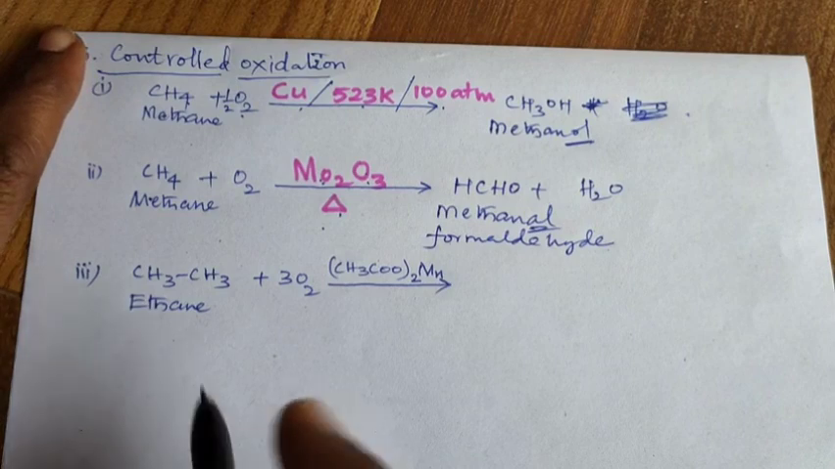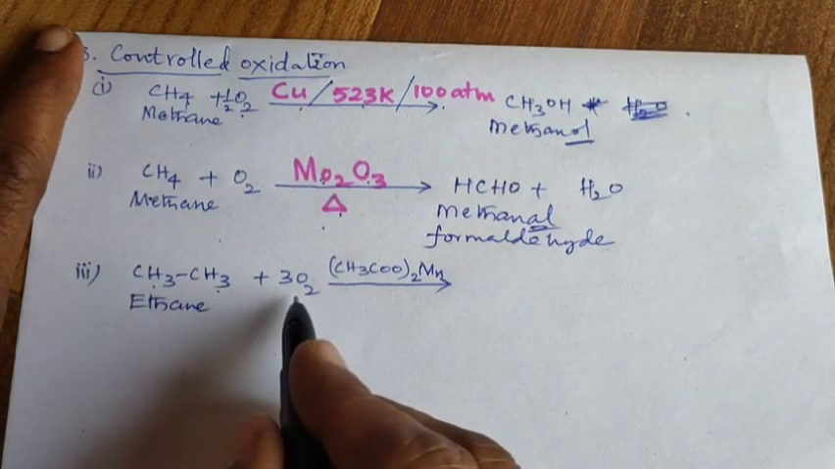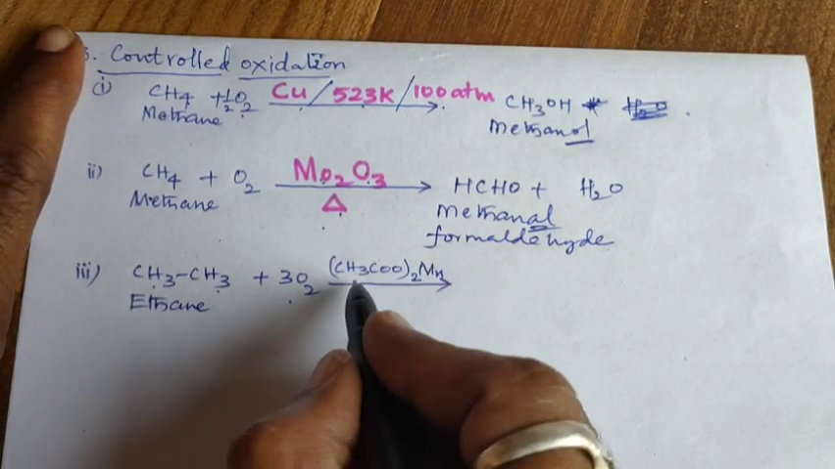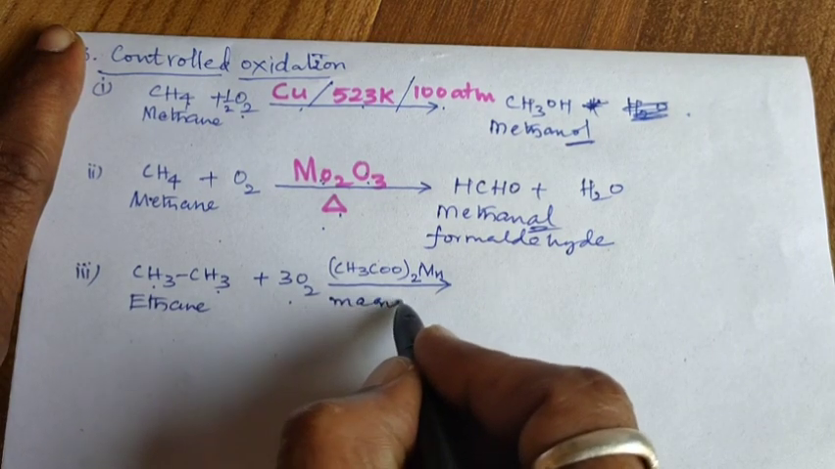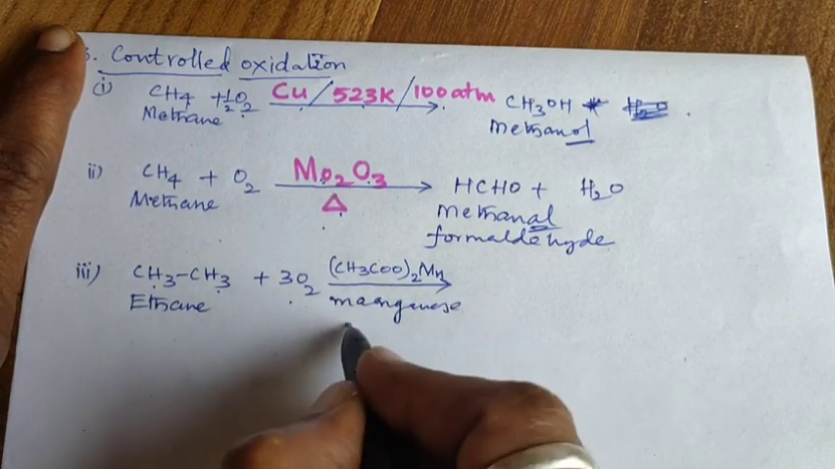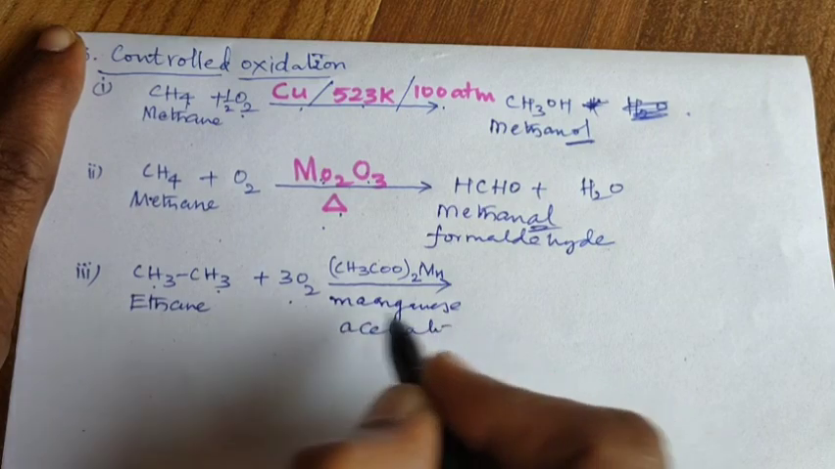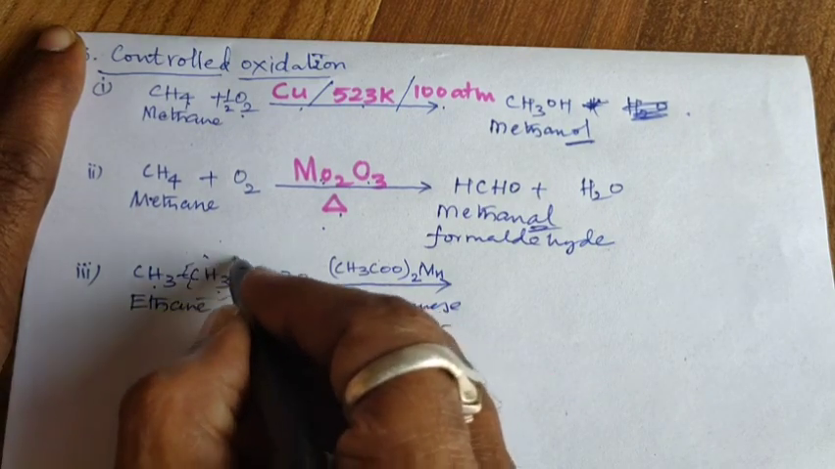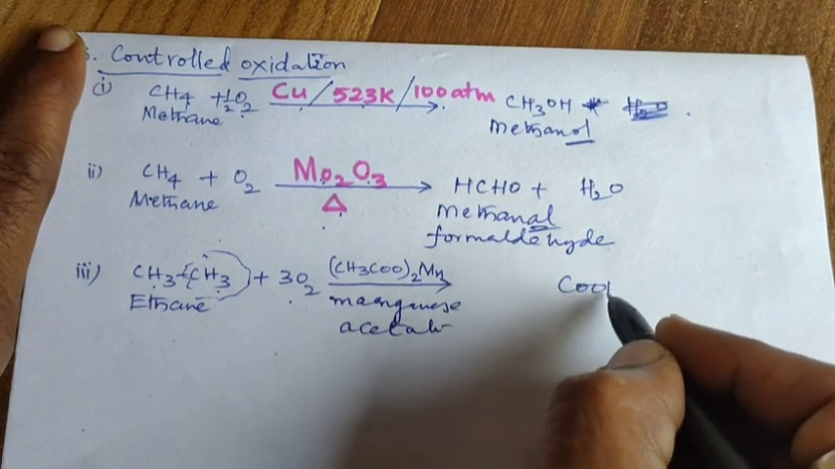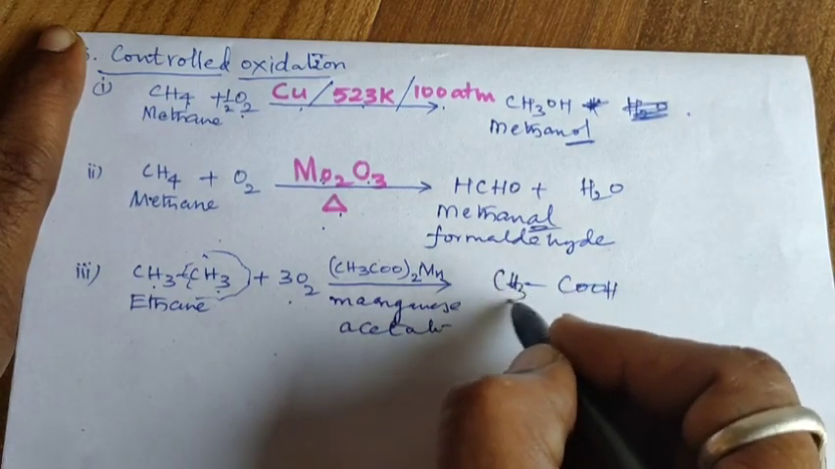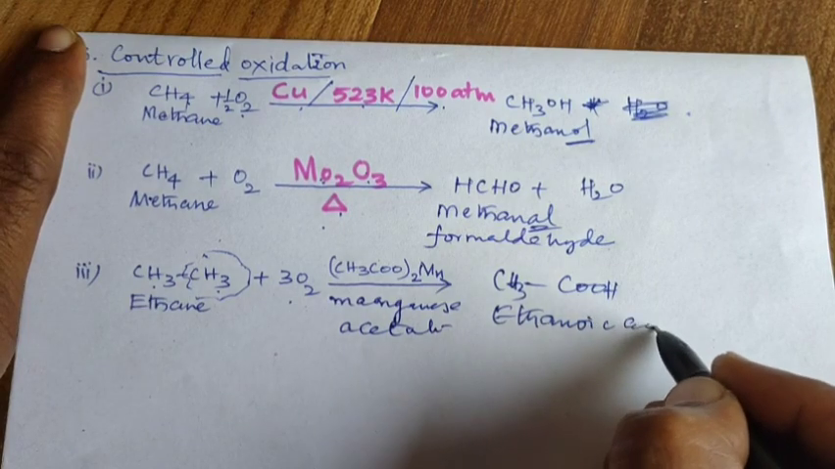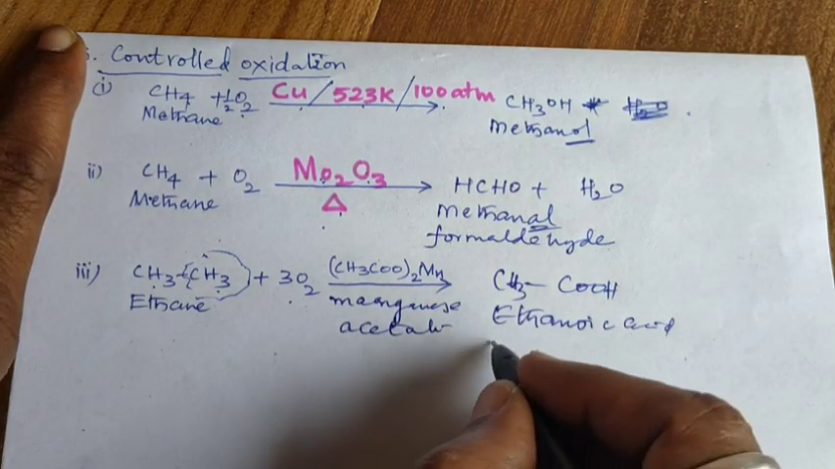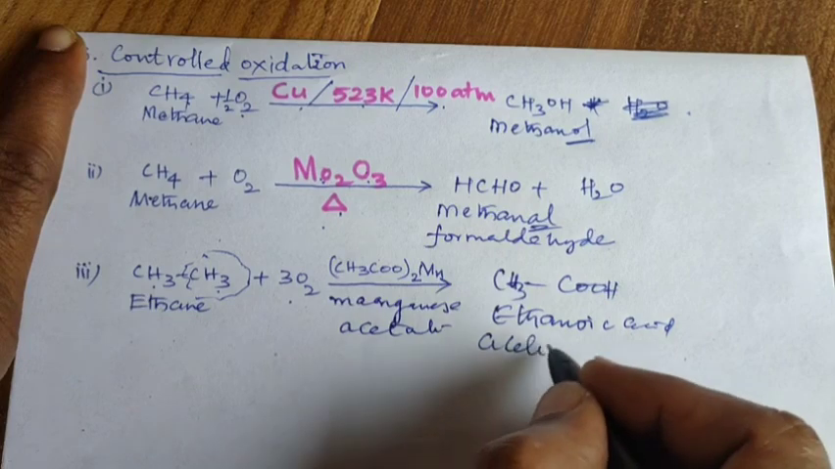Yes. Next, methane. Ethane is also oxidized with (CH3COO)2Mn, manganese acetate. Manganese acetate, and you got this CH3 group is modified into COOH and CH3. It is known as ethanoic acid, also known as acetic acid, vinegar.